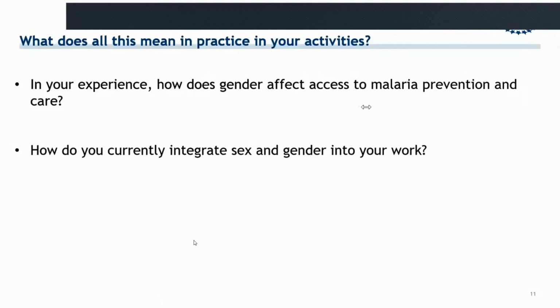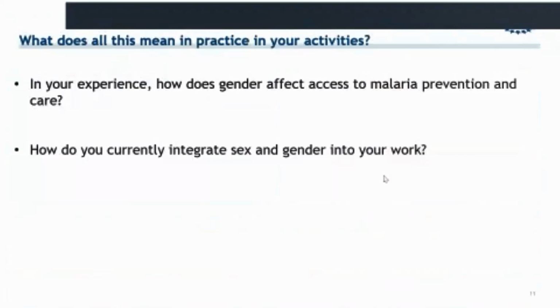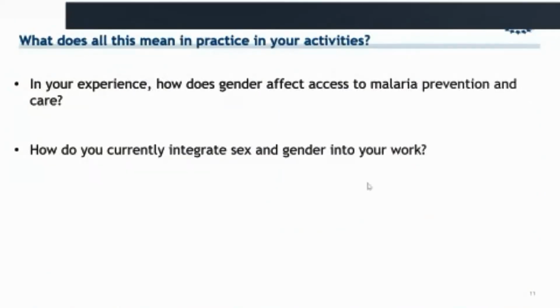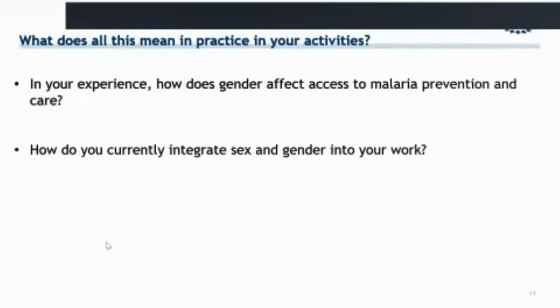Does malaria exacerbate gender inequities? How does it happen, etc.? So please feel free to come in with your own experience of integrating gender in your work. Over to you, please. And I guess Sorel will help us with the different hands. I cannot see the hands, sorry.